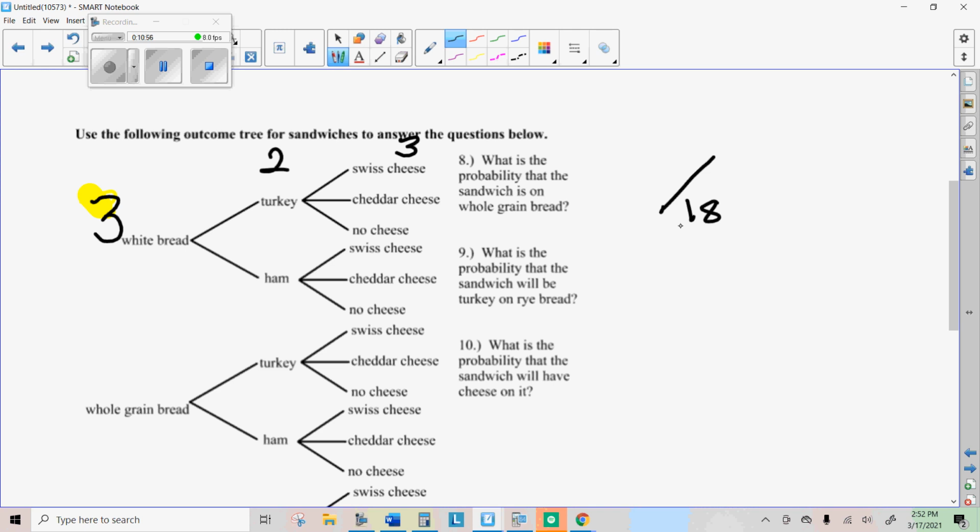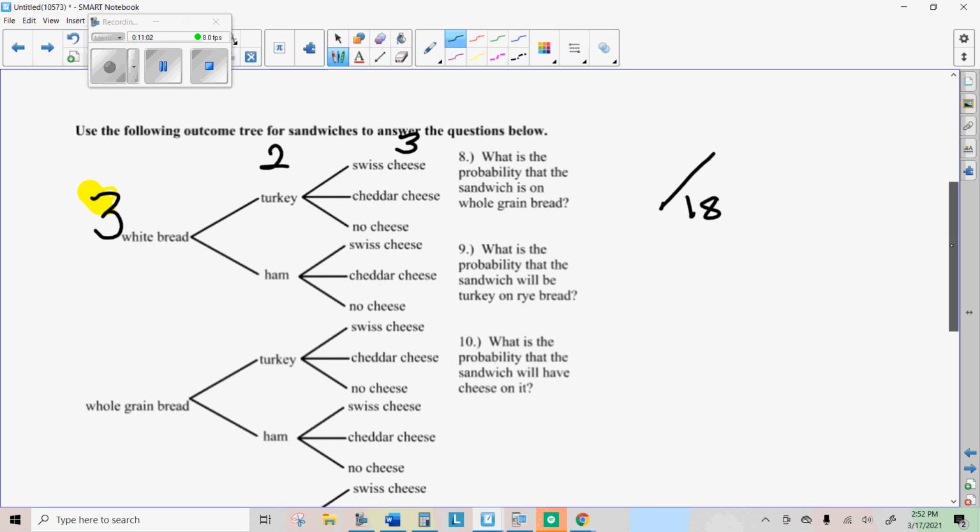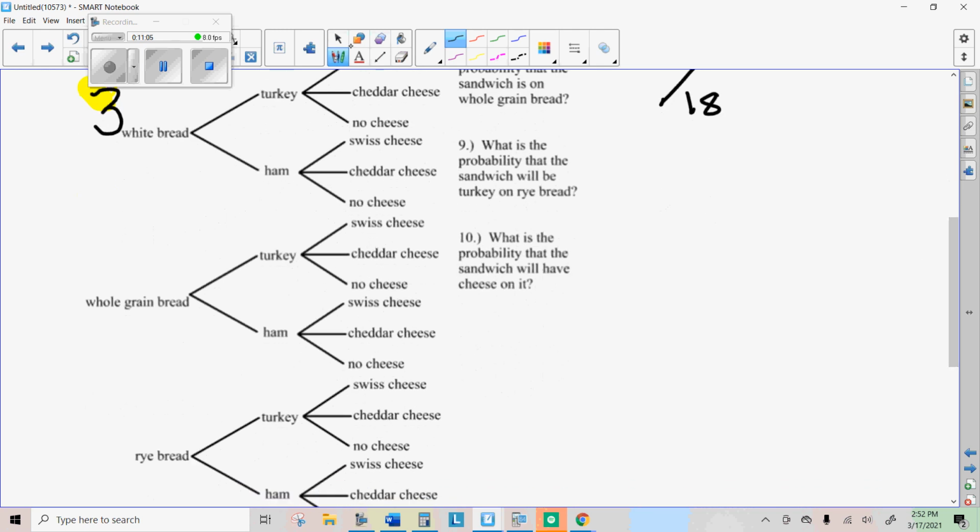Now, what is the probability that the sandwich is on whole grain bread? Okay, so whole grain bread are all of these ones in the middle here, all these choices in the middle. I'll highlight them for you. I'm just going to highlight the end of them. These are all the ones with whole grain. So there are 6 choices out of 18. Now, 6 out of 18 is the same as 1/3, which is really, out of these 3 choices, you have one way of getting whole grain. So you could just do it that way, say 1/3.